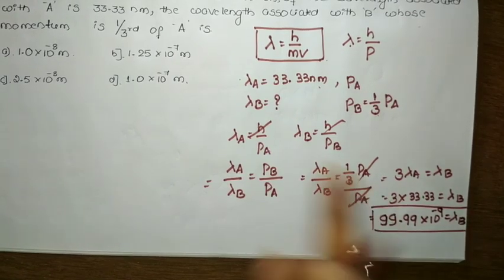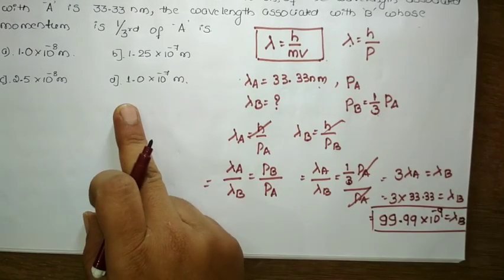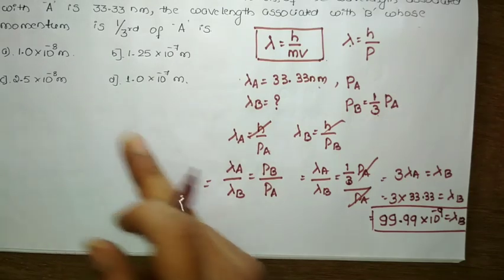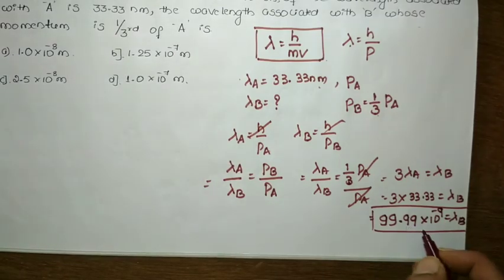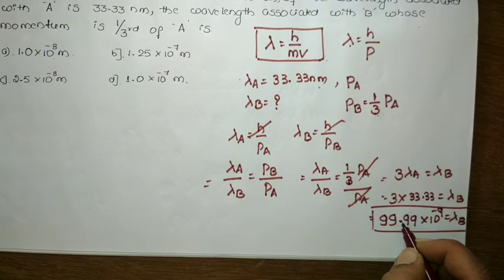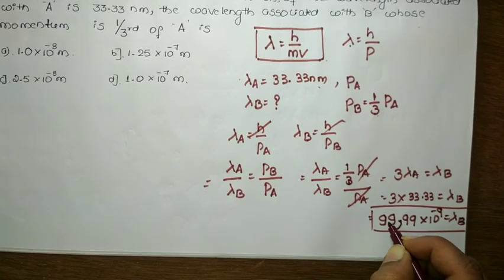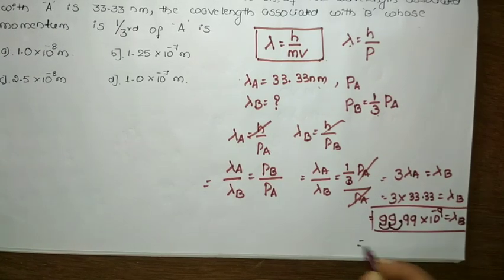Do you have this option over here? No, but they have simplified it. How? Just observe the scientific notation. Shift the point here, 1 and 2. So what happens then?